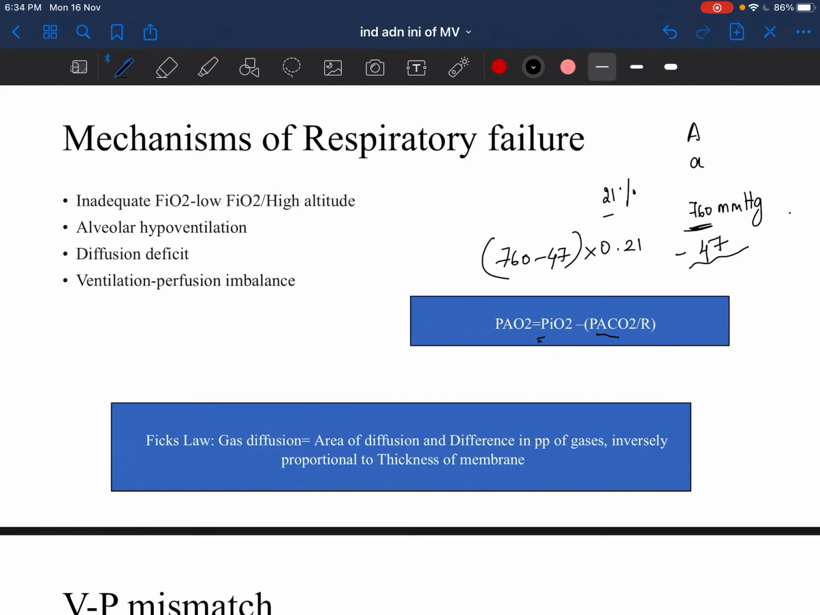In ventilation parlance, your PiO2 can be your FiO2, okay. Or in other words, this will be your FiO2 if you have set it at 40% or if you have set it at 60%, right. If you have set it at 100%, then it is just 760 minus 47, right. This will become 1. I hope you are getting what I am trying to tell.